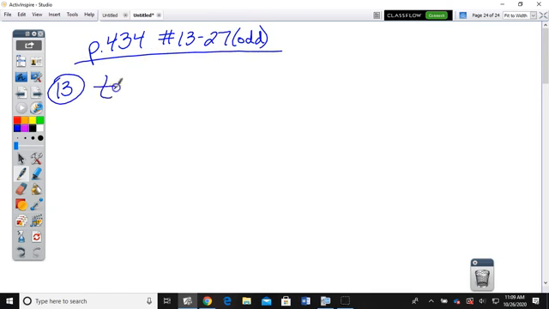It says tangent of A equals secant A divided by cosecant of A.